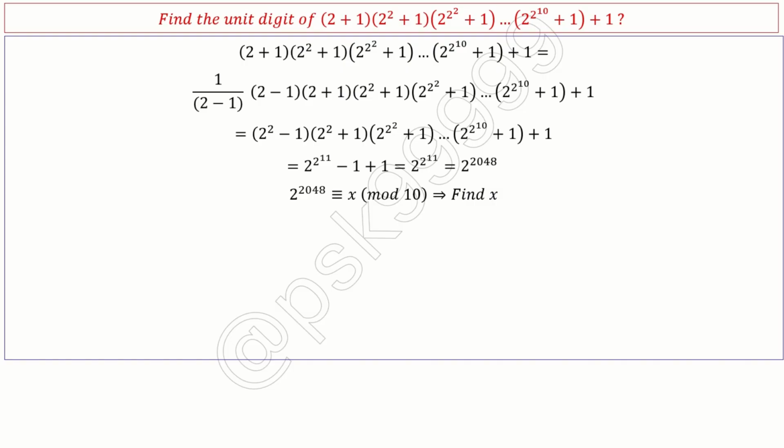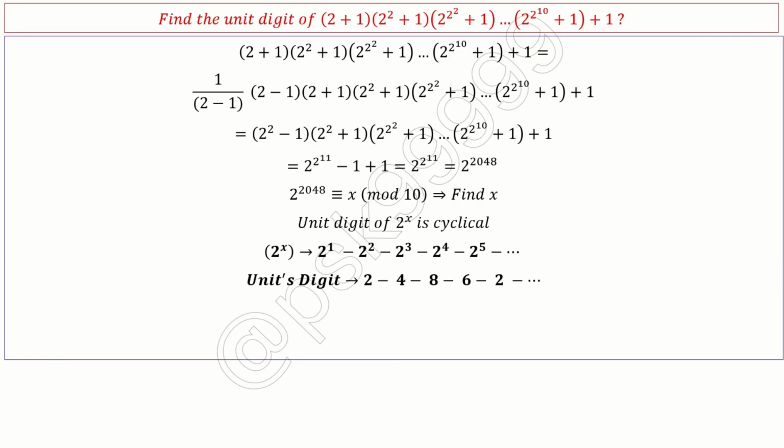Now all I need is simple: 2 to the power of 2048 congruent to x modulo 10. This is the units digit, right? You will get the units digit this way. We have to find x. Now 2 to the power of x is cyclical. You just need to find the remainders. For any number, the remainder is cyclical. The maximum cyclicity of a number is 4. Some of them have less than 4. Let's find out 2 to the power of 1, 2 to the power of 2, 2 to the power of 3, 4, 5.